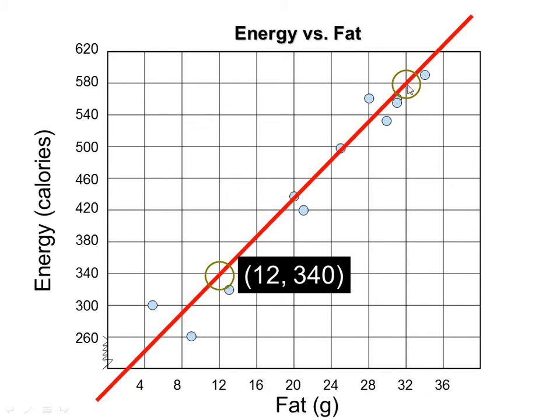For my second point up here, I'm going to pick this one. You want your points to be pretty far away. You don't want to pick 2 points right by each other. But this one intersects right on this line as well, and this is the point 32, 580. So again, when you do this on your own, your points might be a little different than mine. It's okay, because you estimated your line of best fit.